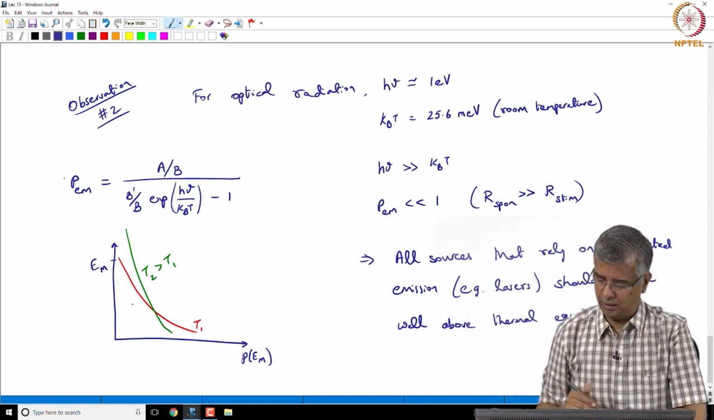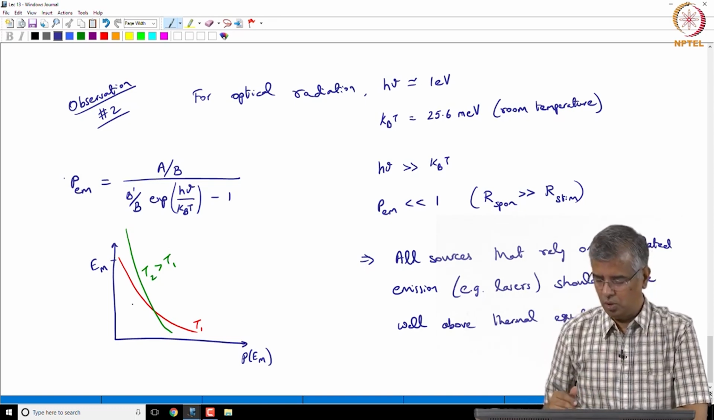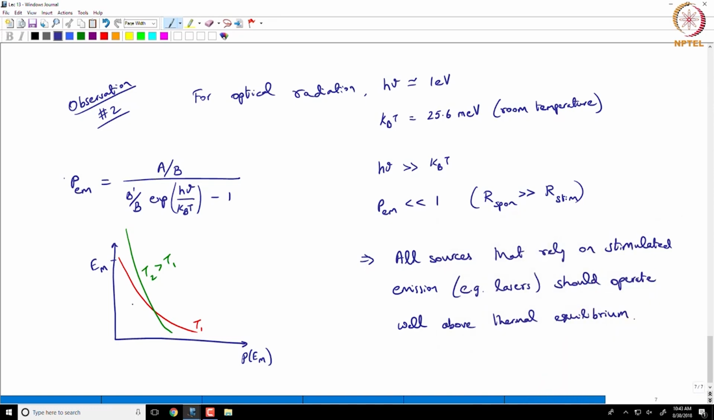And so, if we need to make N2 greater than N1, you need to be well above this thermal equilibrium condition. Okay, you need to break free of this thermal equilibrium condition. So, essentially what am I talking about? We need to bring in some other energy into the equation. We cannot rely on thermal energy, because you just keep heating the material higher and higher, you will get more emission. That is what we see.